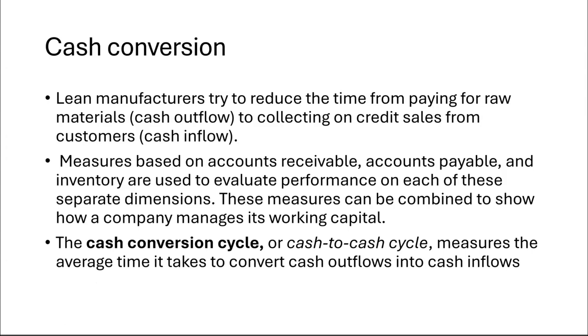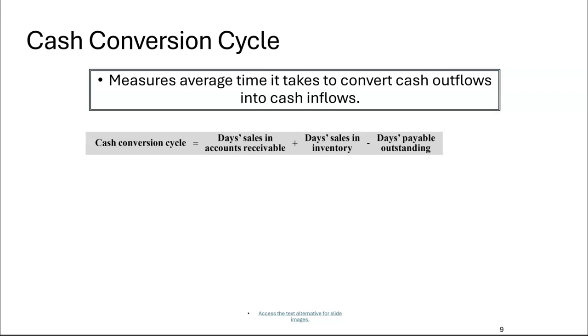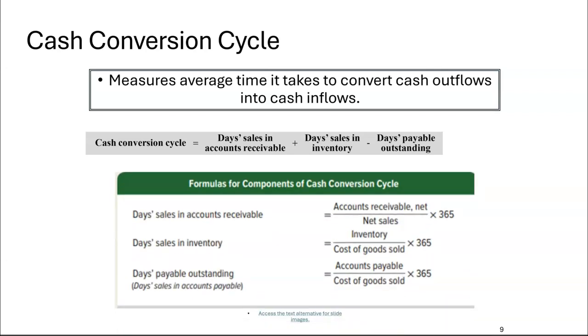The cash conversion cycle, or cash-to-cash cycle, measures the average time it takes to convert cash outflows into cash inflows. So, here we go. This is our formula. It's days sales in accounts receivable plus days sales in inventory minus days payable outstanding. And here are our formulas, which we're going to use to come up with this calculation. So you need to know these three formulas before you can do it. And it's always going to be times 365 days.